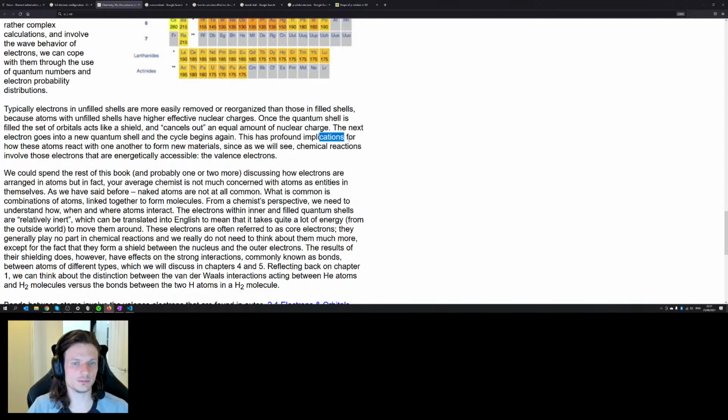This has profound implications for how these atoms react with one another to form new materials, since, as we will see, chemical reactions involve those electrons that are energetically accessible, the valence electrons.